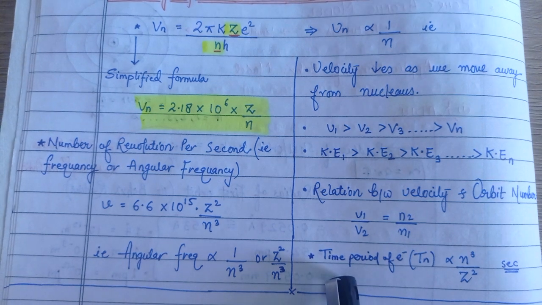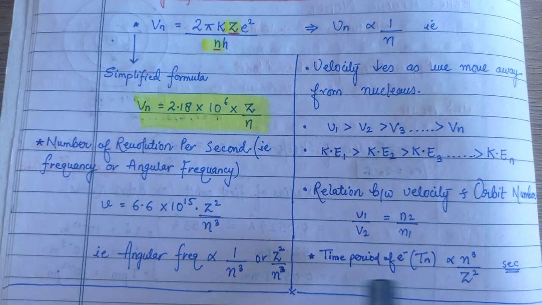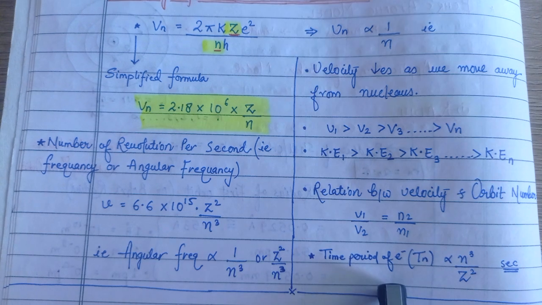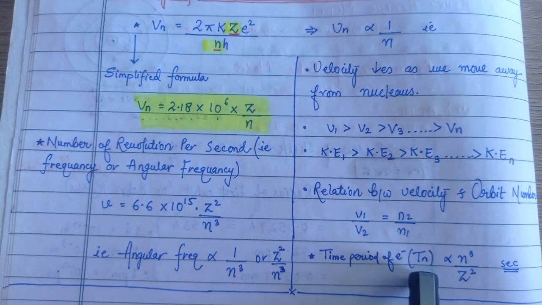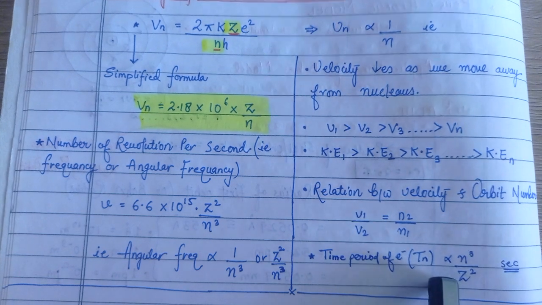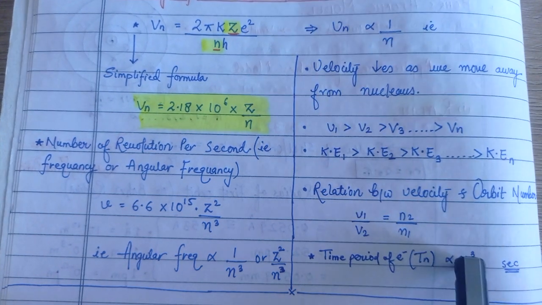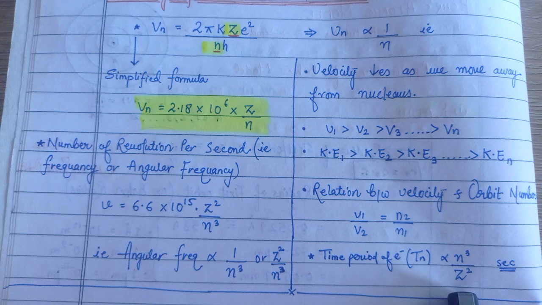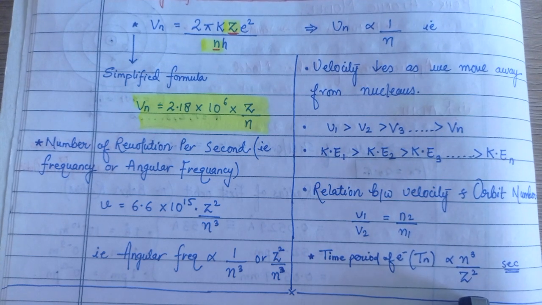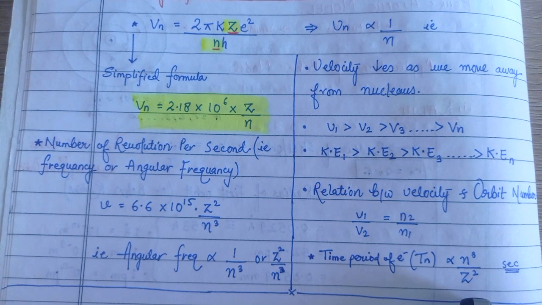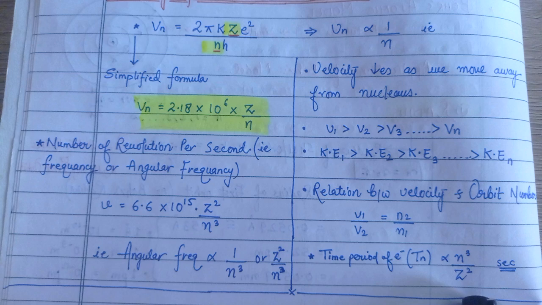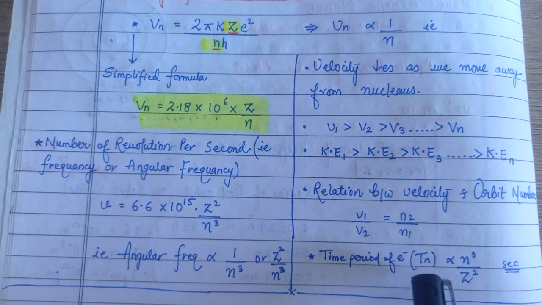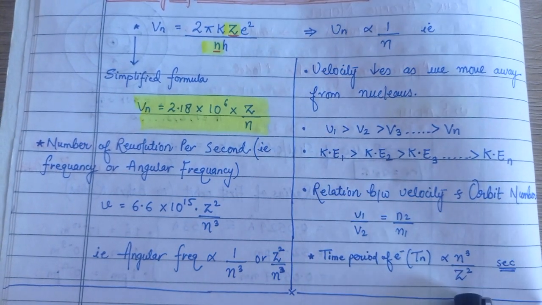Also, although it is a rare chance, in JEE Advanced they may ask this: time period of electron Tn is directly proportional to n cube upon Z square. This relation was asked, as far as I remember, in 2024 and other central examinations like CUET. So you can directly remember this formula: time period of electron is proportional to n cube upon Z square.